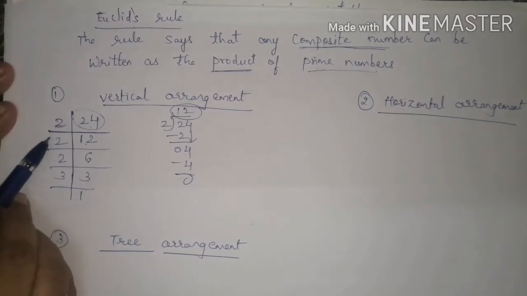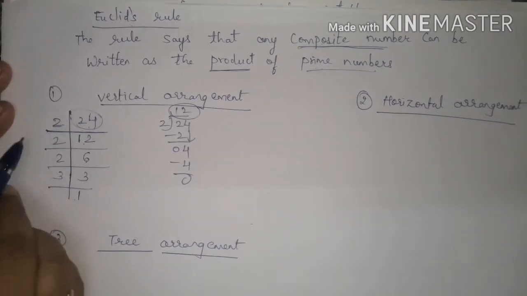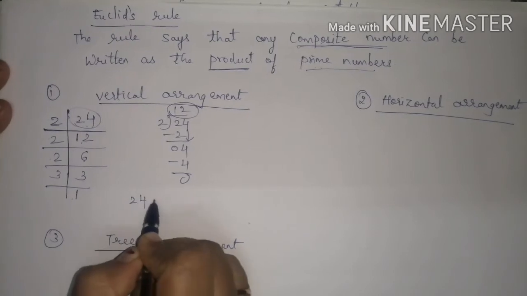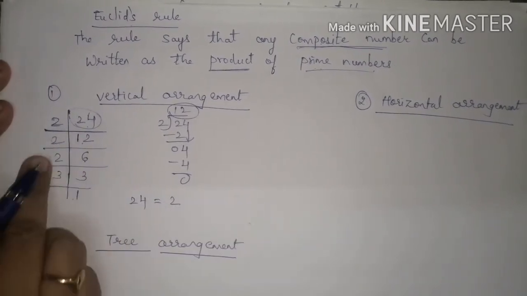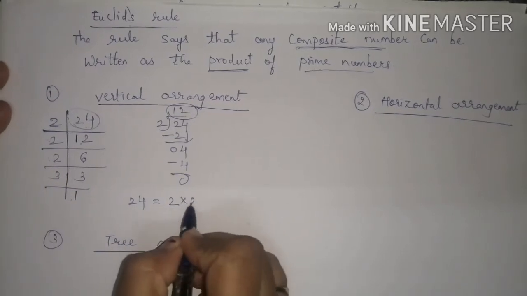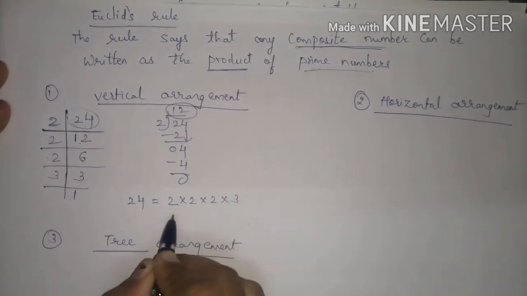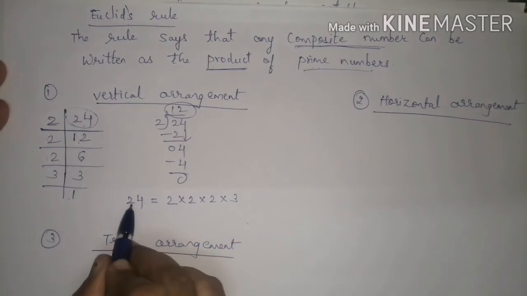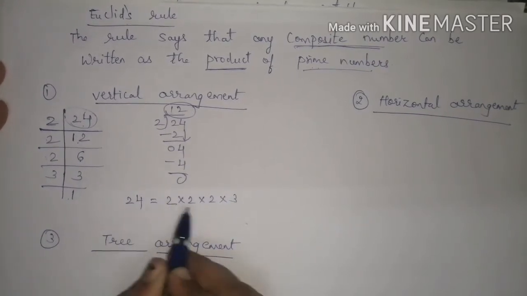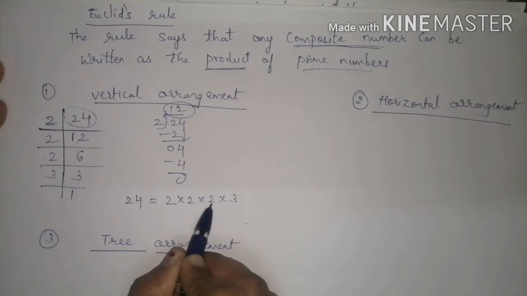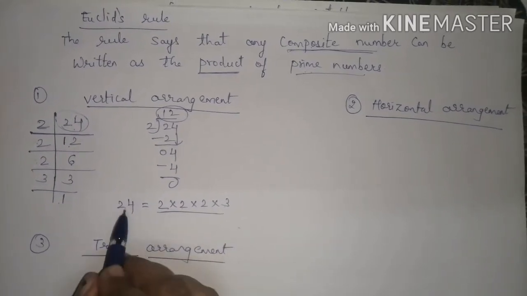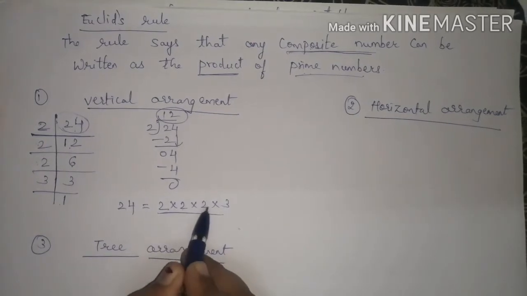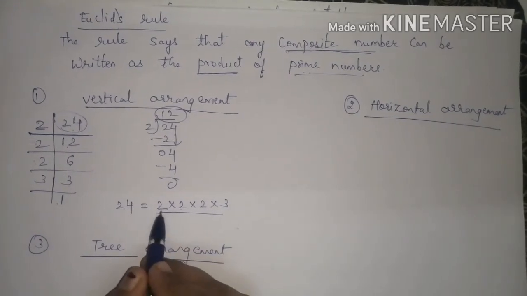So you can see 2, 2, 2, 3, these are all prime numbers. So what are the factors of 24? 2 multiplied by 2 multiplied by 2 multiplied by 3. These are all prime numbers. You can multiply and check if you are getting 24 or not. 2 twos are 4, 4 twos are 8, 8 threes are 24, and you will see these are all prime numbers. Composite numbers we have written as the product of its prime numbers.